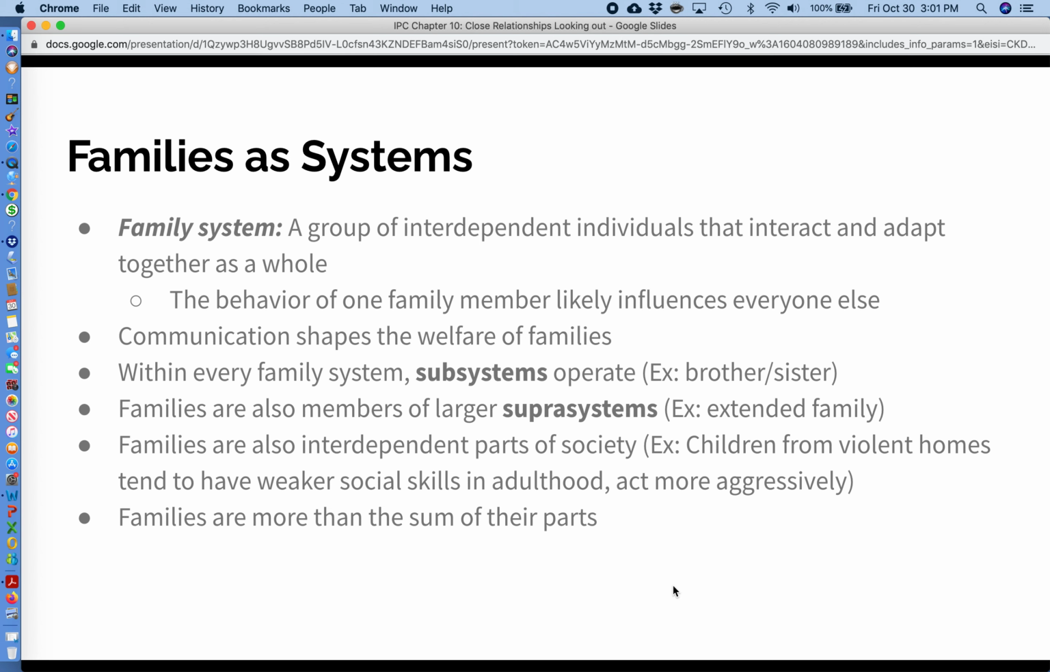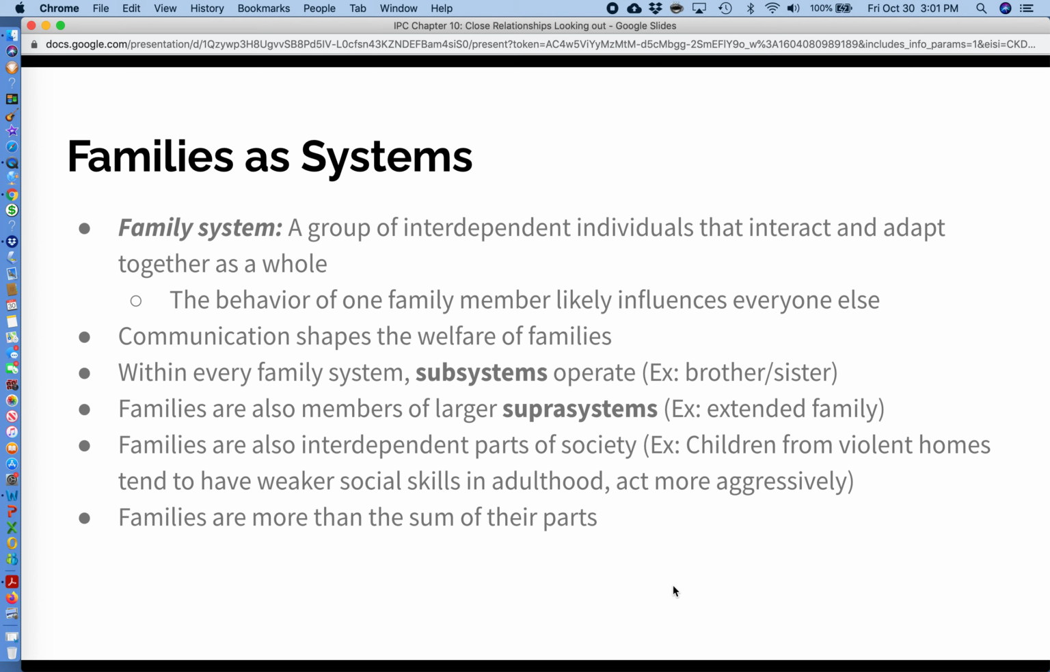So, one way that we can think of families is as systems, a group of interdependent individuals that interact and adapt together as a whole. And within this system, the behavior of one family member usually influences everyone else. For example, if mom's having a bad day, everybody's probably having a bad day. And we know that communication shapes the welfare of families. Communication is one of the keys to having a happy, satisfying interpersonal relationship with all of the family members.